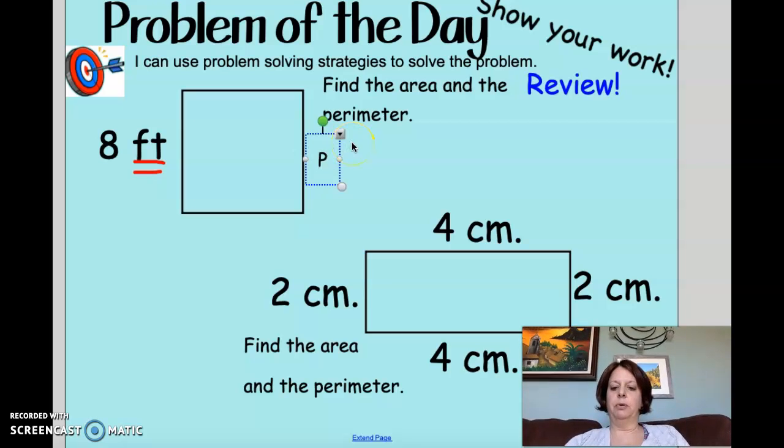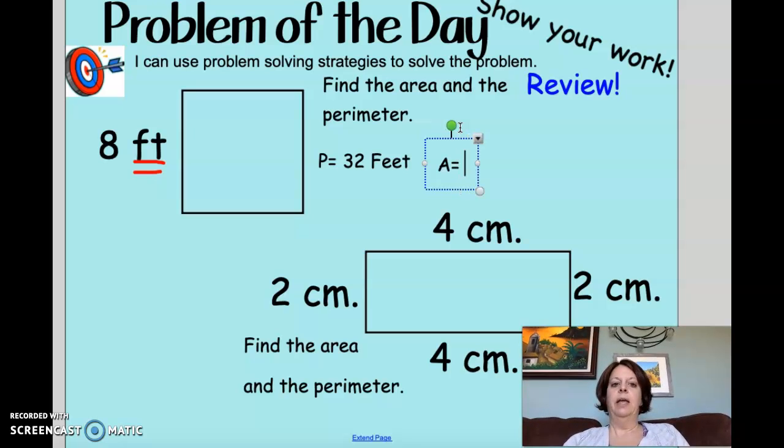So we know that the perimeter is 32 feet. We figured that out. So now we're trying to figure out area. Area then is the middle of this square. It's kind of like if this was the yard and it's like a fence around the yard for perimeter, the area is going to be the grass. Okay, so the grass, the inside part.